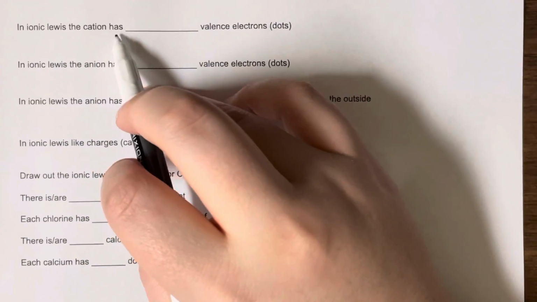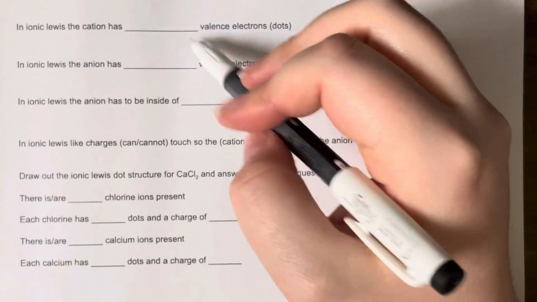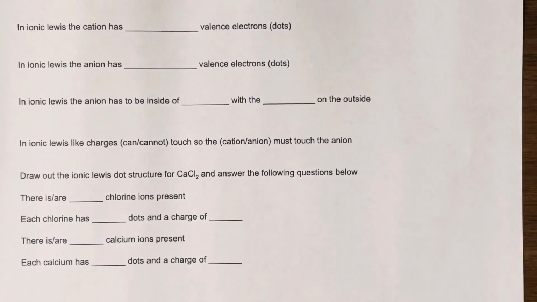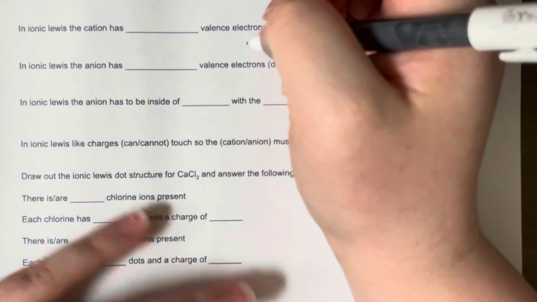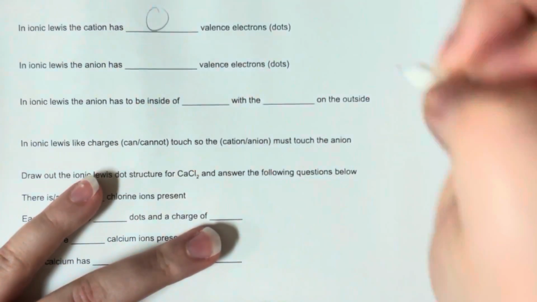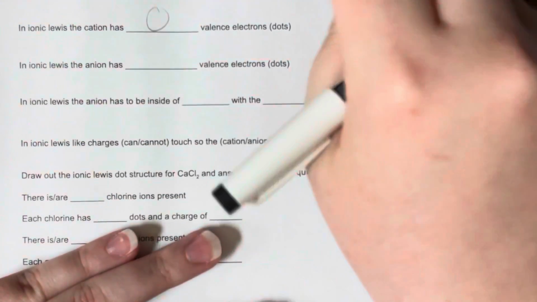In Ionic Lewis, the cation has how many valence electrons? So important thing to note, after I have declared it the cation, I have already transferred my electrons, and in ionic, the cation will have 0 valence electrons. It has none left.